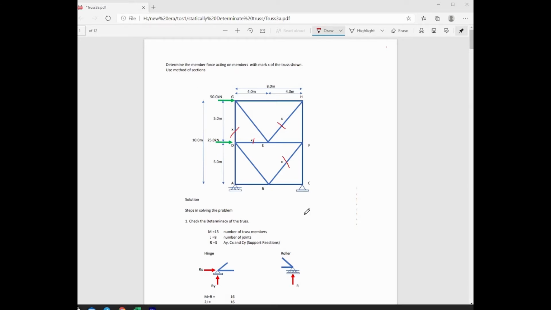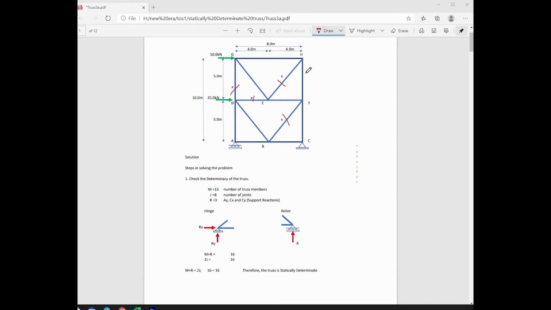We check the determinacy of the truss. We will count the number of members, joints, and support reaction components. For number of members, that is equal to 13, and for joints, that is equal to 8. For support reactions, we know that for a roller support, we have 1 component, and for a hinge support, we have 2 components, horizontal and vertical components. So here is a hinge support.